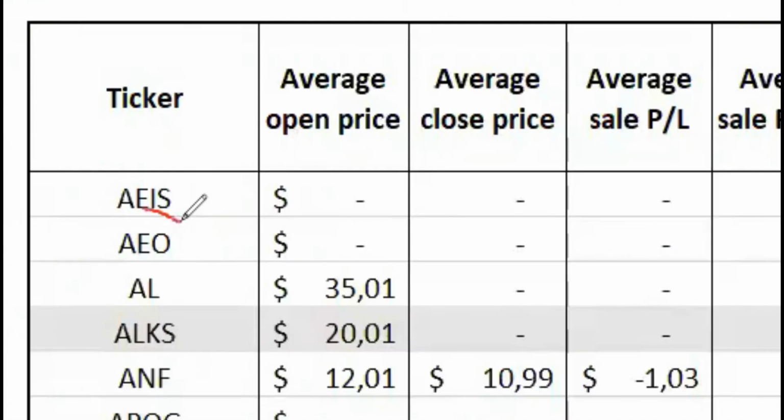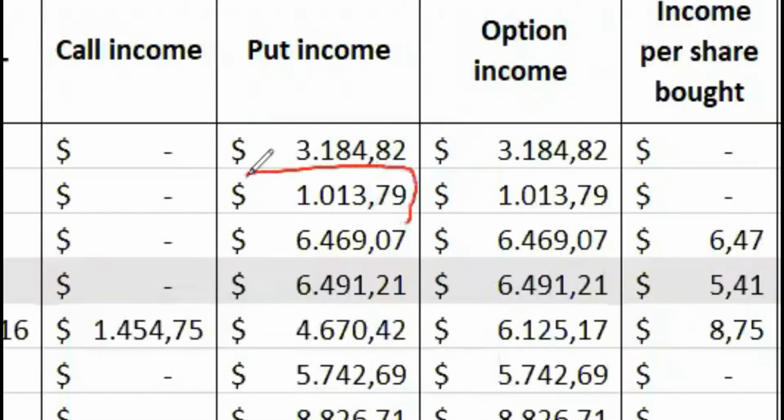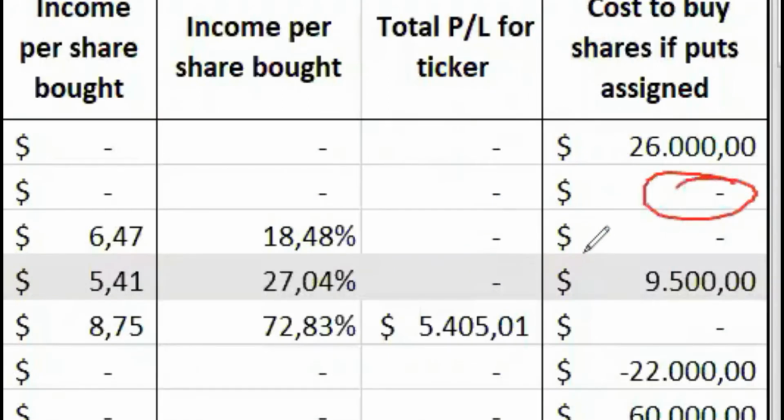The next example that we're going to study is this one, for instance, AEO. We have received put income, total option income is equal to the put, there are no calls, and there's nothing here, meaning that there's no put open in this position. We sold the put, it expired worthless, we got to keep the income, and that was it.